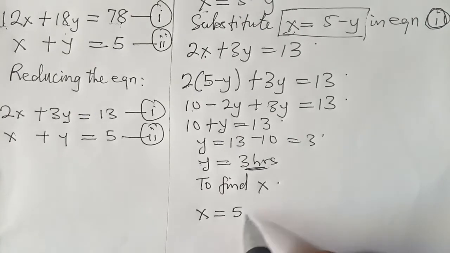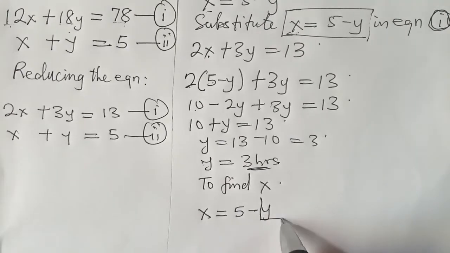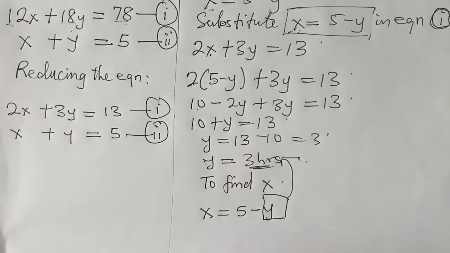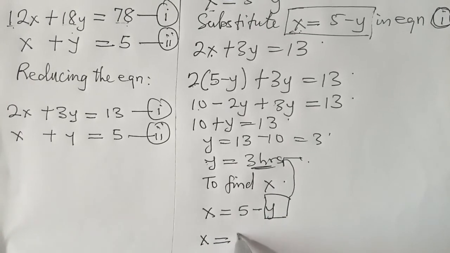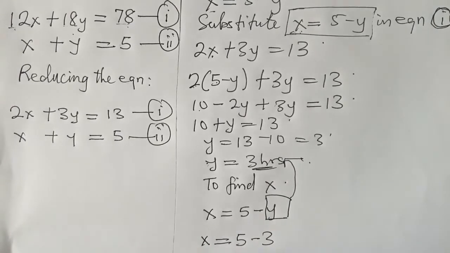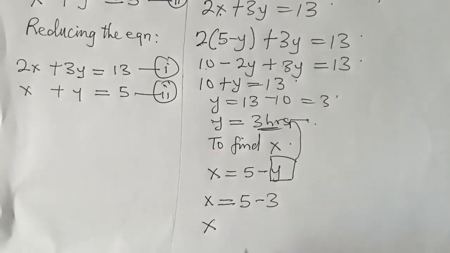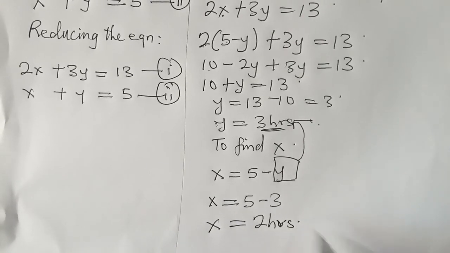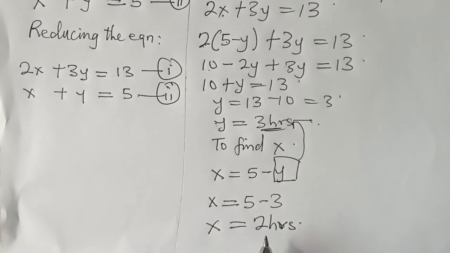I say x is equal to 5 minus y. What is that y? The y there is 3. So I will remove the y and put 3 by doing substitution. 5 minus that 3, then x is 2. x is 2 hours to cycle at 12 kilometers per hour, while using 3 hours to cycle at 18 kilometers per hour.